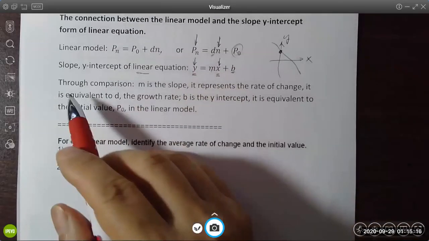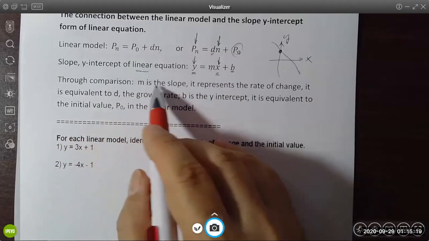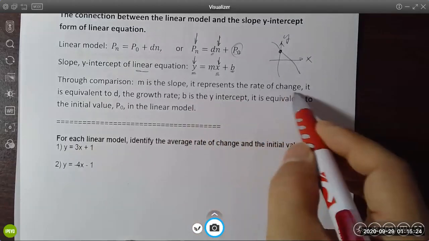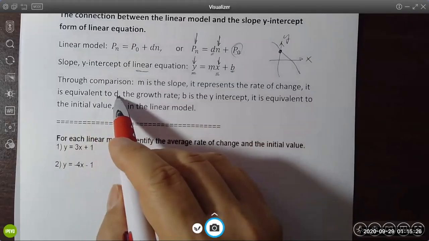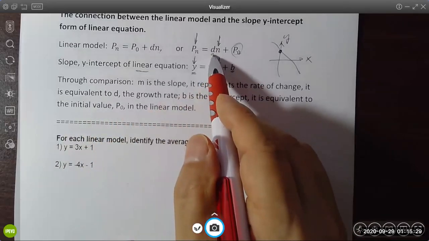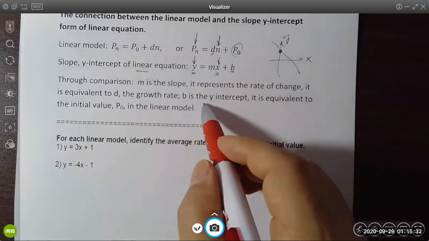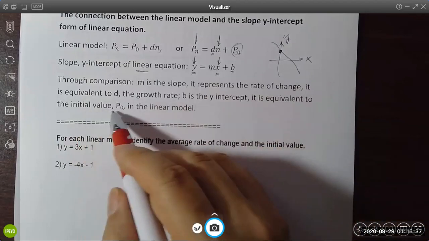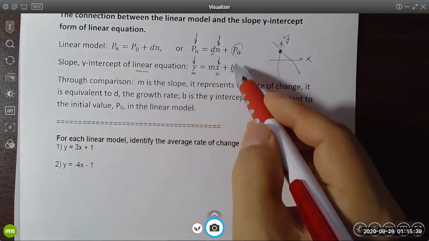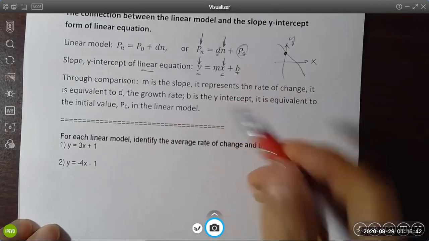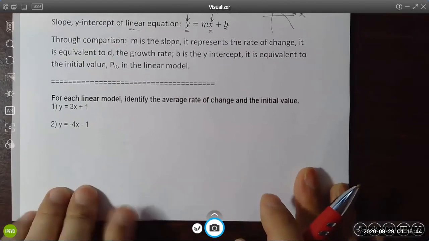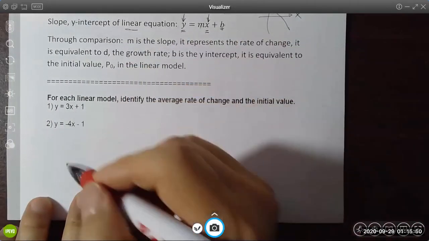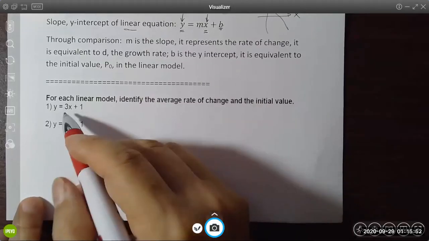It says through the comparison, m is the slope. It represents the rate of change, that's growth or decline. It is equivalent to d, so equivalent to our growth rate. Now b in the slope y-intercept model is equivalent to the initial value P0. So these two are equivalent. Now let's do some practice to identify the growth rate or declining rate or decay rate from these linear models. They're just using different letters.